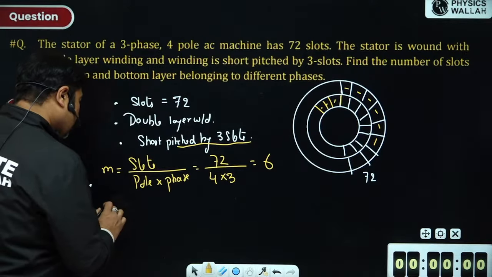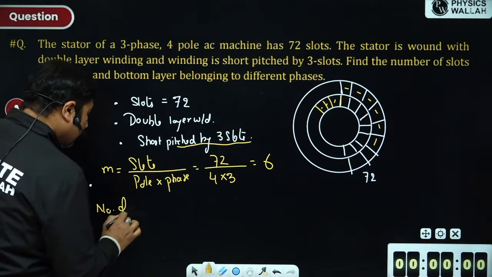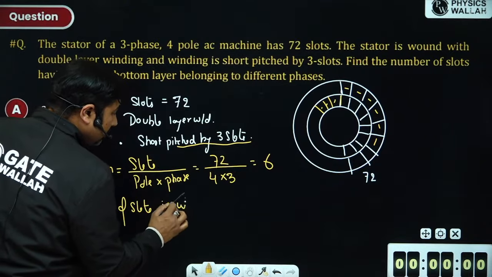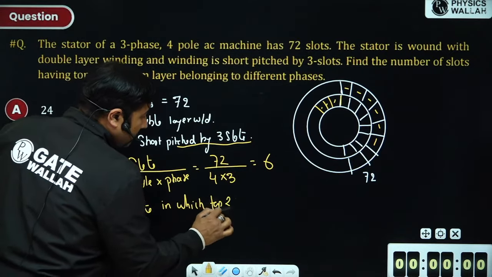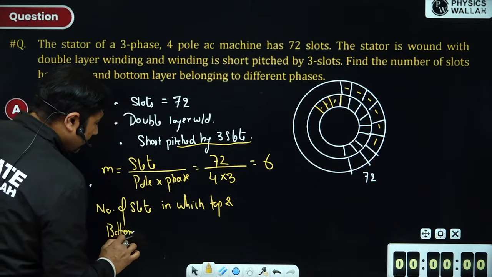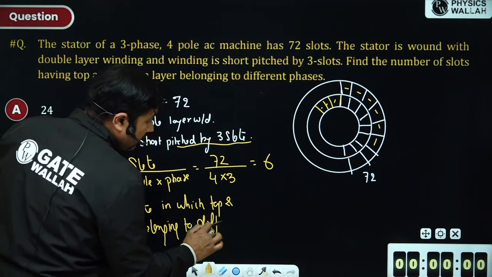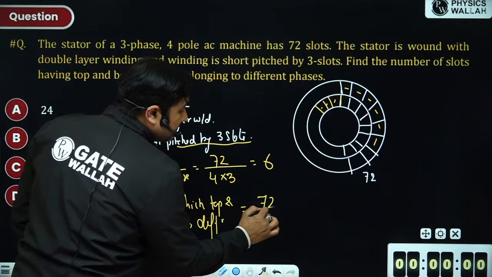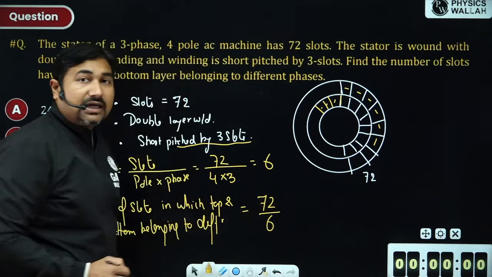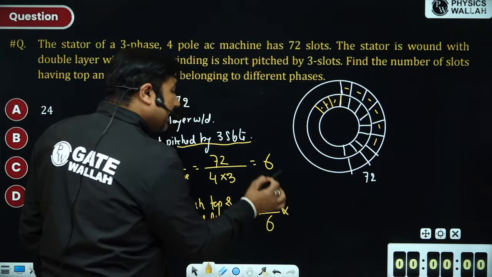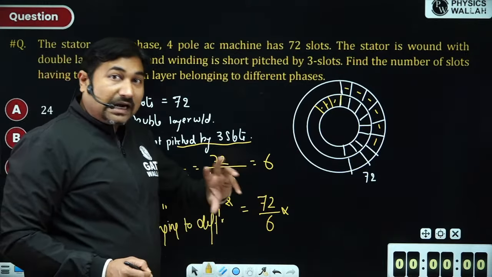So the number of slots in which top and bottom layers belong to different phases. How many are there? Total is 72. How many combinations of the 72 slots are there in terms of number of slots per pole per phase? For that you have to divide it by m, so that many combinations.